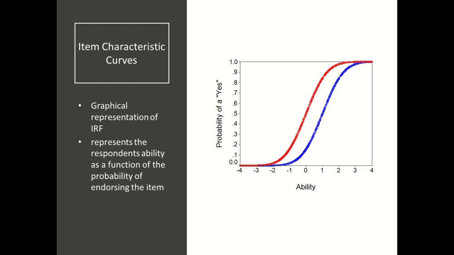So as you can see, this item here, the red item, seems to be a little bit easier, because as we go up here, people with a lower level of ability have a 50% probability of answering that item correctly, whereas the blue item seems to be a little bit more difficult, but of course you need to have a higher level of ability in order to have a 50% chance to answer that item correctly. So now we can look at all sorts of different parameters within this item characteristic curve, or this item response function, and I'm going to go through some of the core parameters here in just a second.